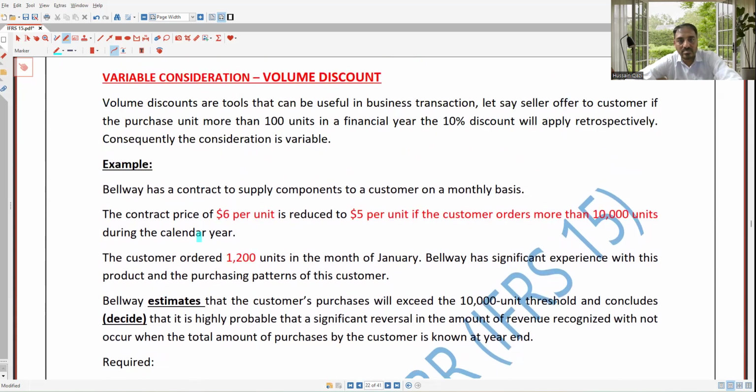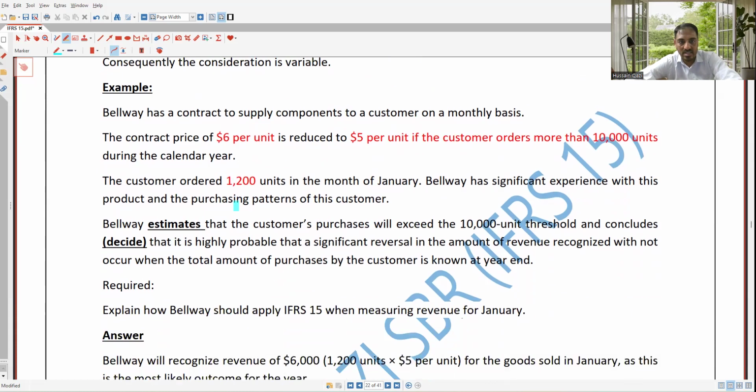Now come on. That is about volume discount. Volume discount is also a point with respect to the variable consideration. Yes, read it carefully. Try to read it. First read it.